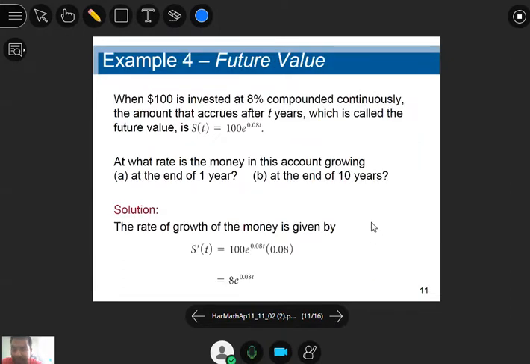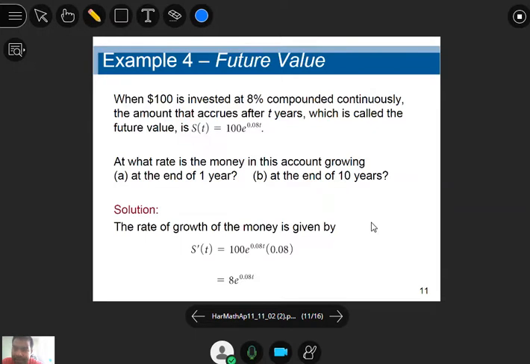This is an application problem on future value. Let's see the problem. First, it is given that when $100 is invested at 8% compounded continuously, the amount accrued after t years, which is called the future value, is given as A of t is equal to 100 times e to the power 0.08t.